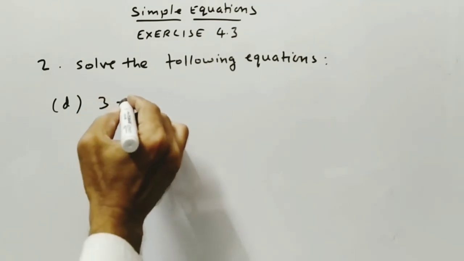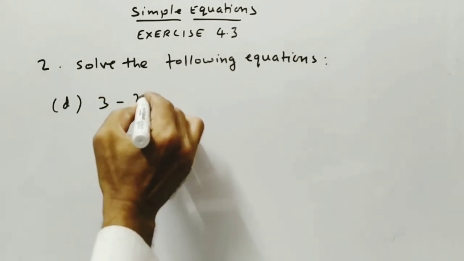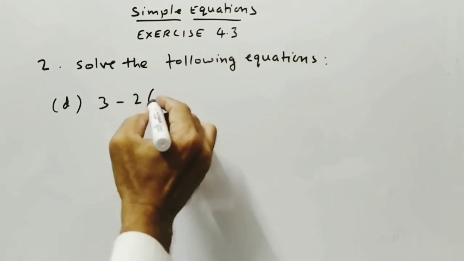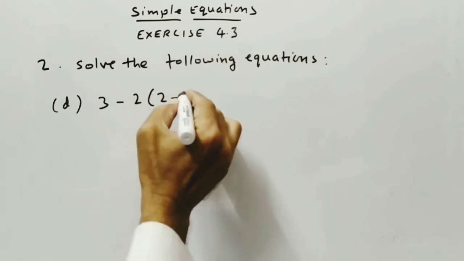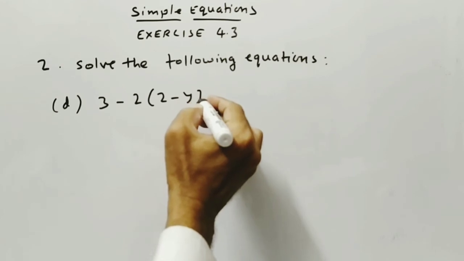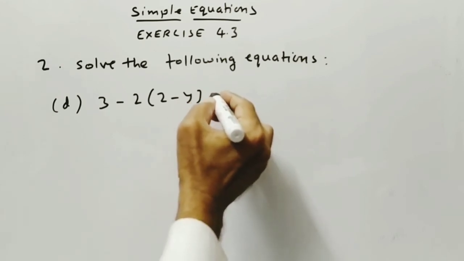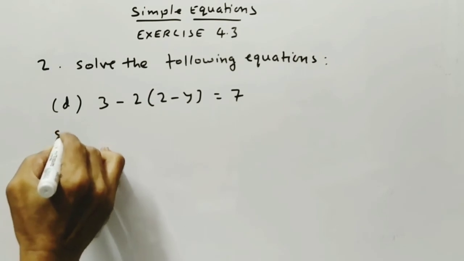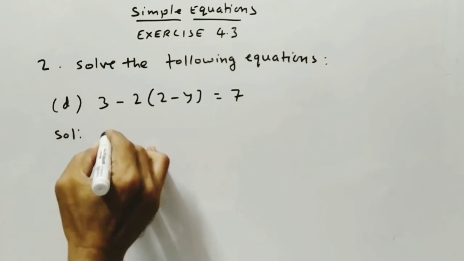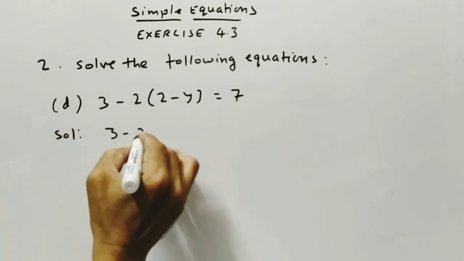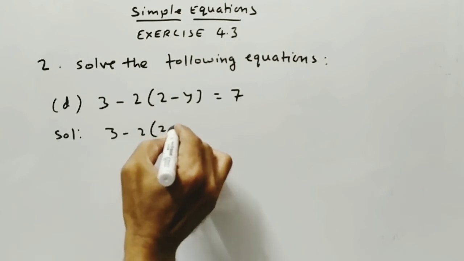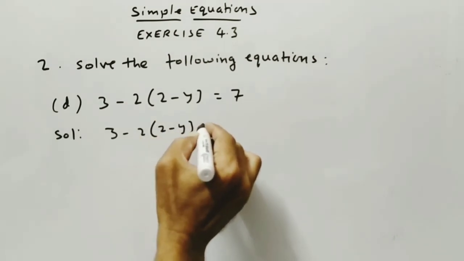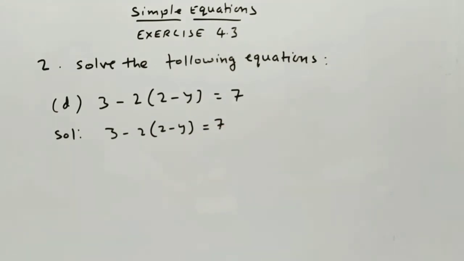3 minus 2 into 2 minus y is equal to 7. Solution: 3 minus 2 into 2 minus y is equal to 7.